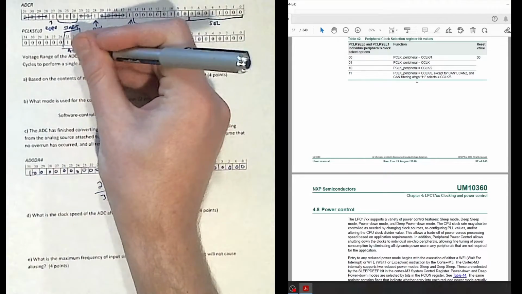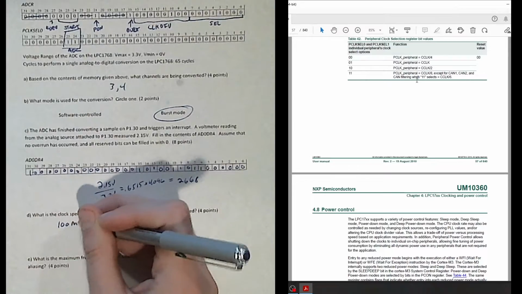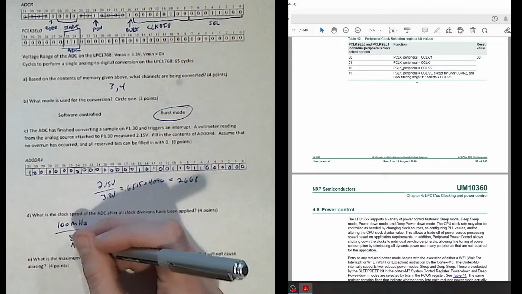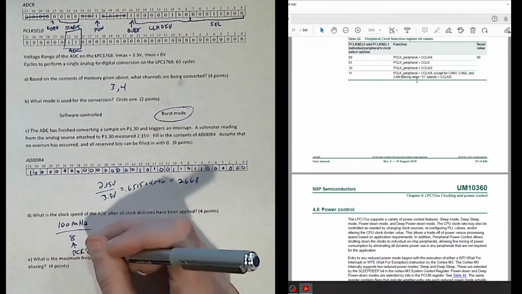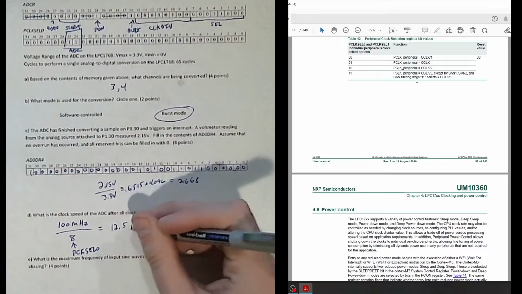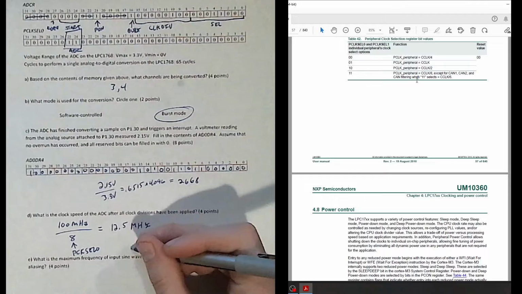So this is ADC, and we're going to do clock divided by 8. So we're going to take that 100 megahertz clock that we have on the LPC, we're going to divide it by 8. This is the PCLK select that we're applying here. That's going to give us 12.5 megahertz that we have left. Now we're going to apply CLKDIV.